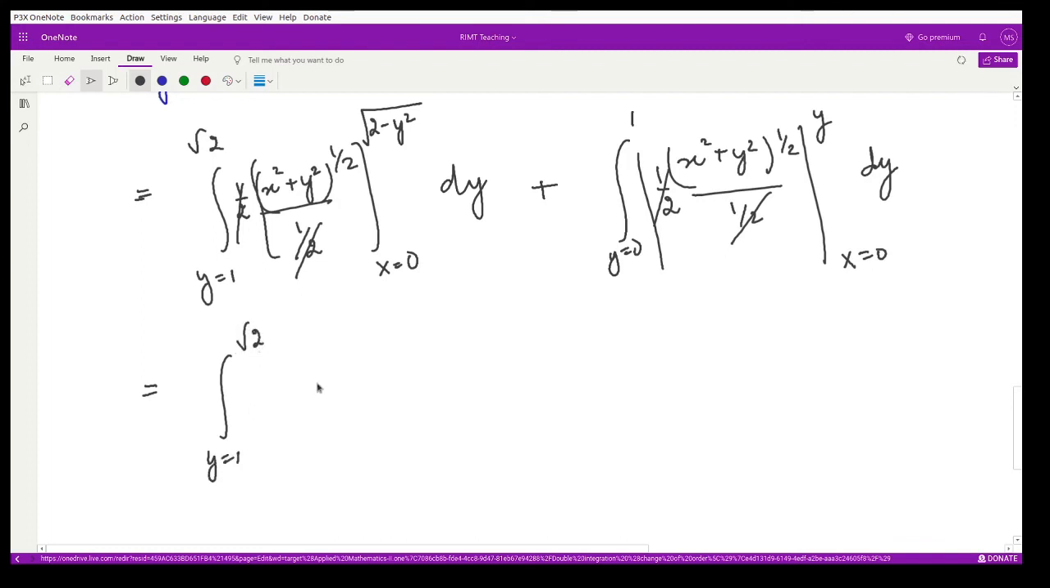So in this case, x square would be 2 minus y square, right?